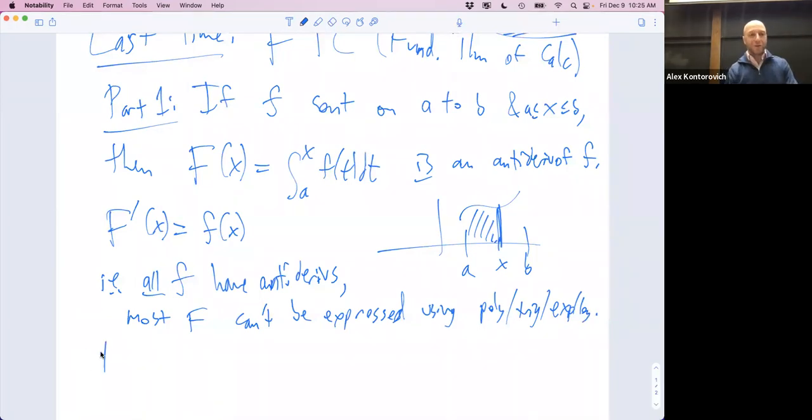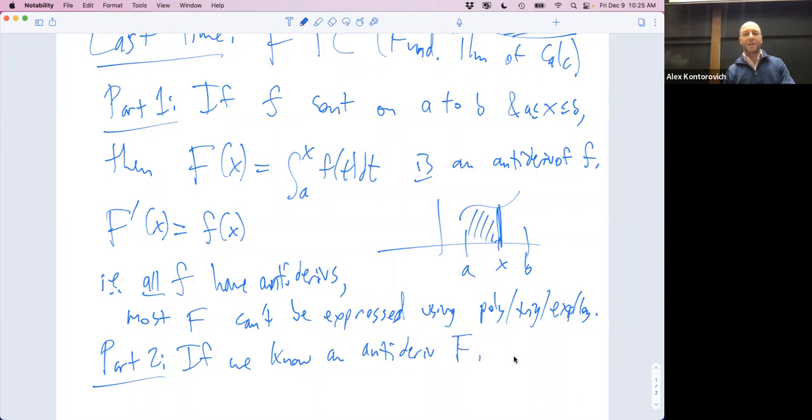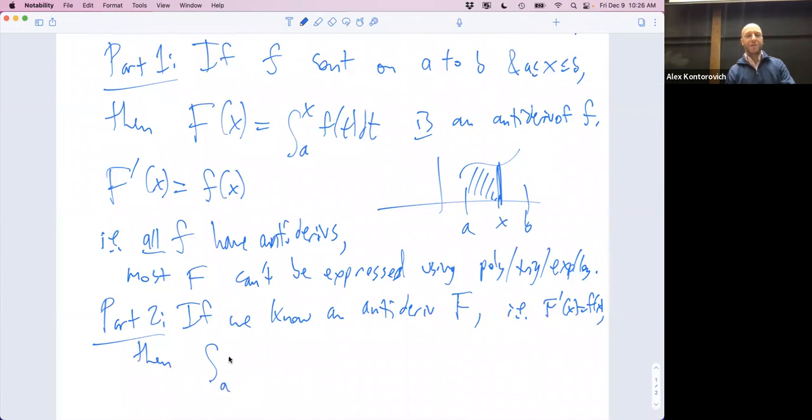But if we happen to know an antiderivative capital F, i.e. F prime of x is equal to f of x, then we can indeed evaluate the integral from a to b of little f dx just by sticking in the value of F at b minus the value of F at a. Okay, this is what we covered last time.